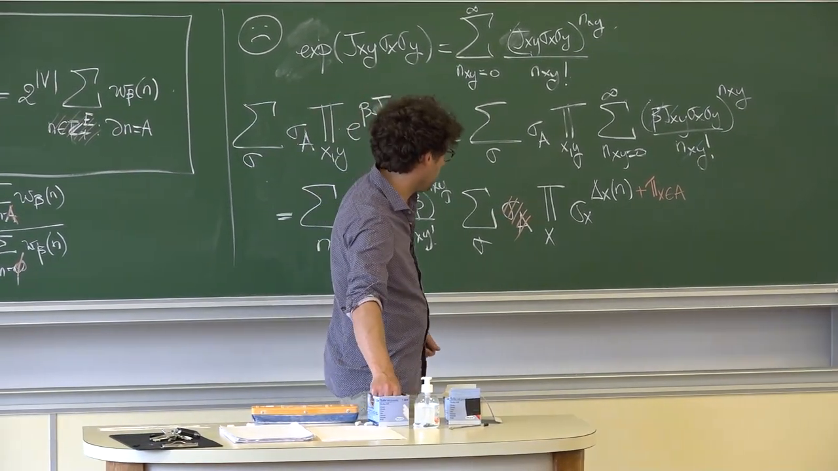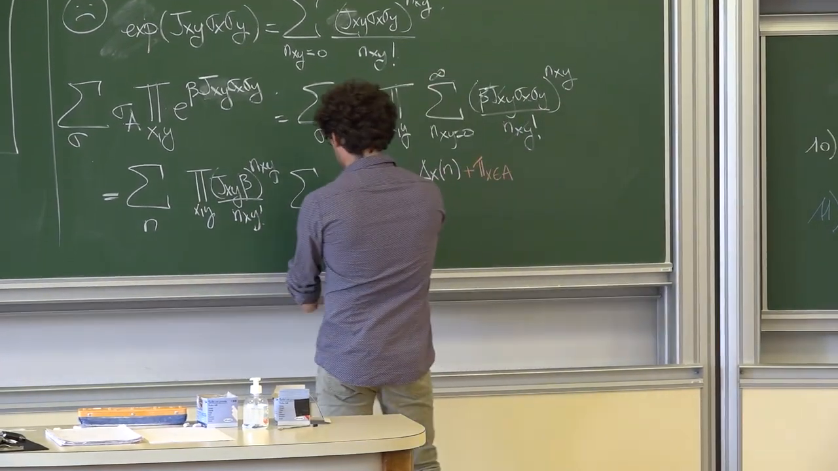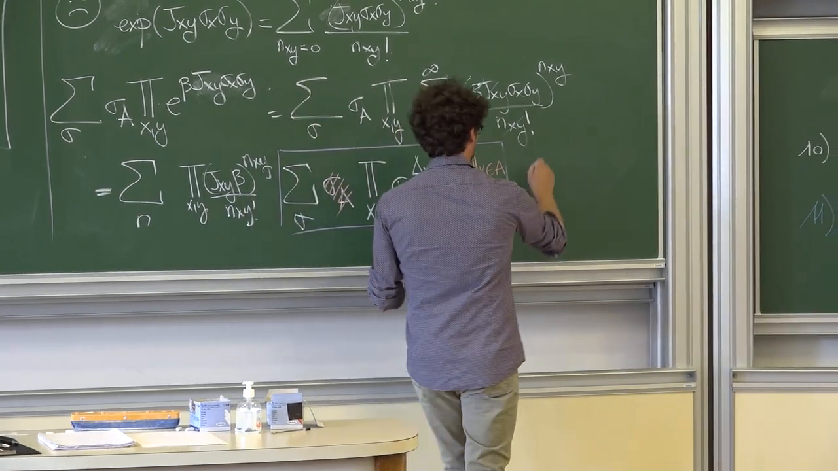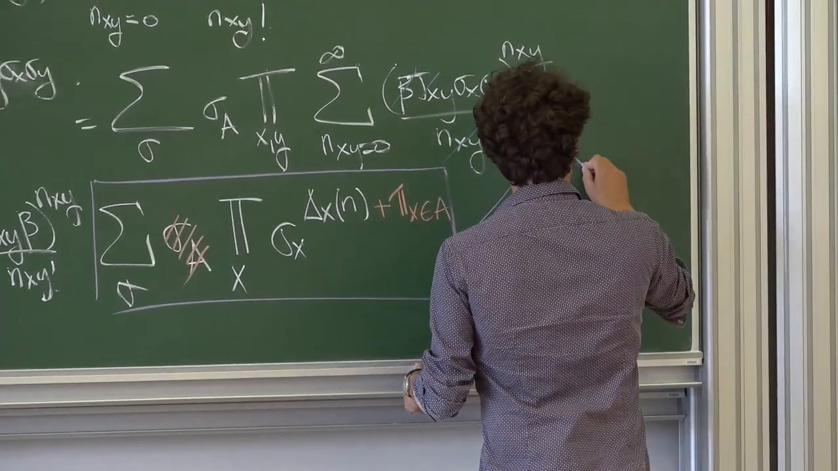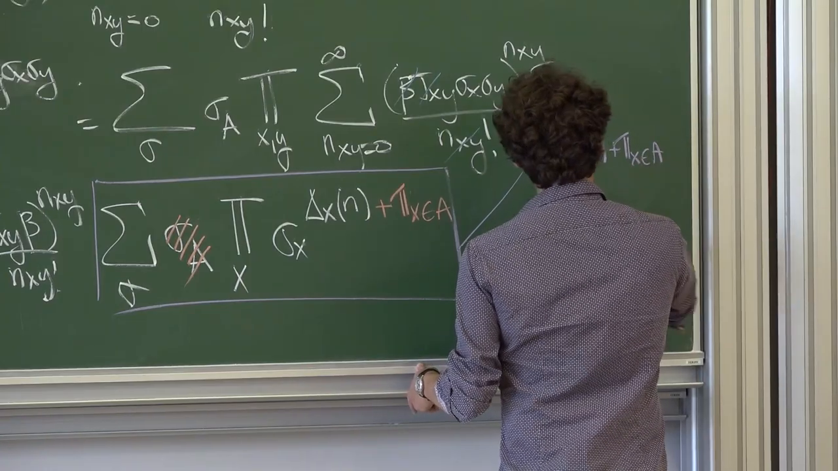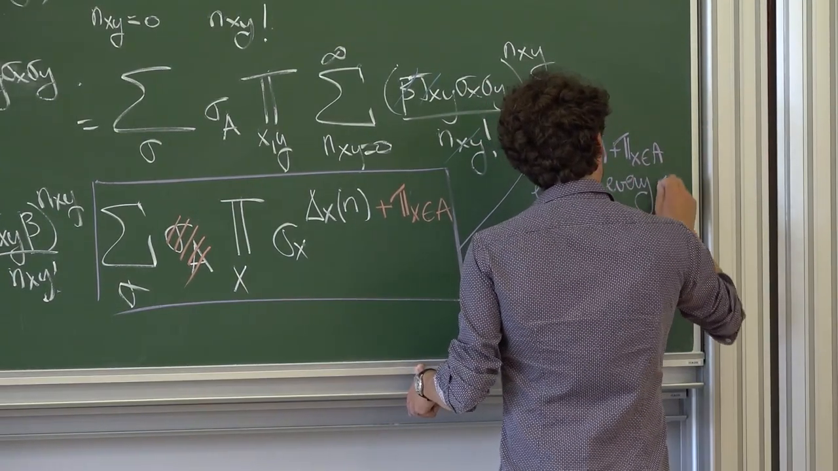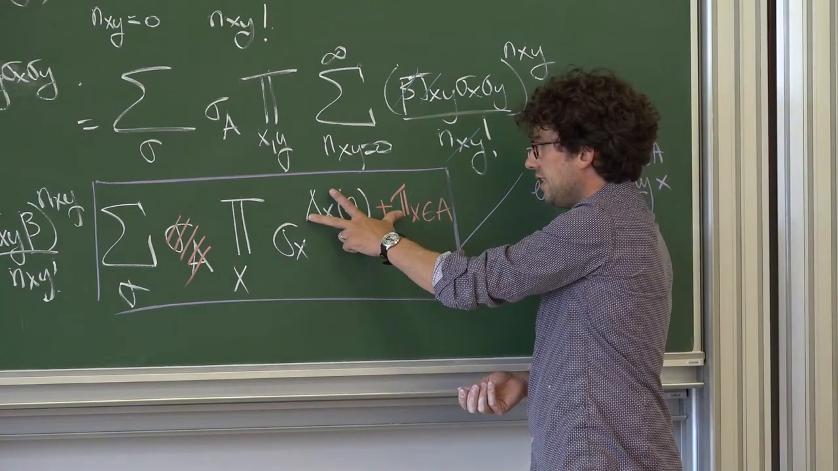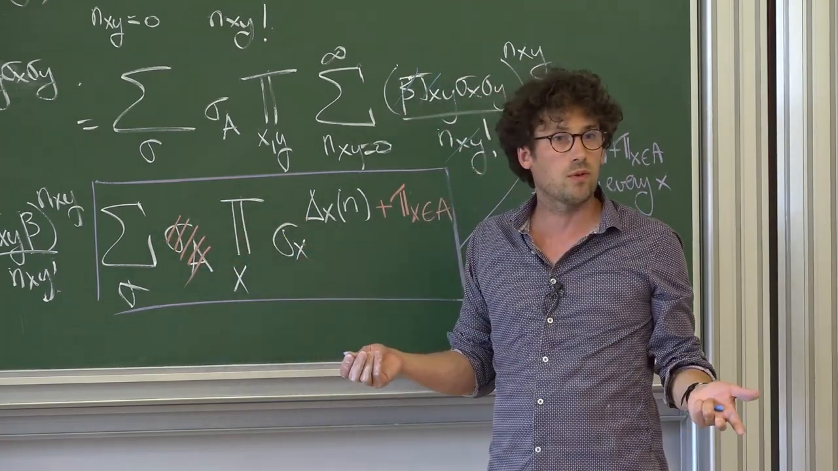First, an easy one. If I look at this quantity, if this quantity is even for every x, then, I mean, sigma x is valued plus minus 1, so this thing will be 1, so I'm just summing 1, so I get 2 to the number of vertices.